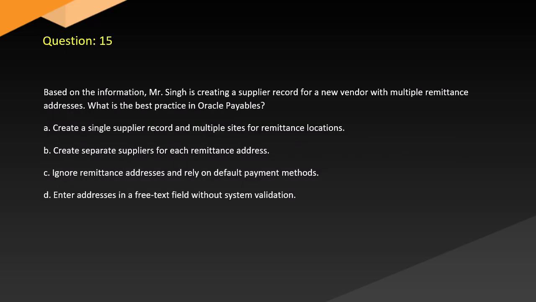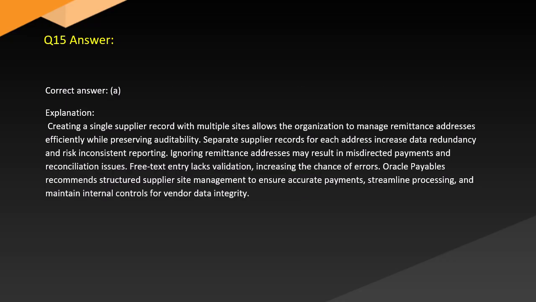Question 15. Based on the information, Mr. Singh is creating a supplier record for a new vendor with multiple remittance addresses. What is the best practice in Oracle Payables? A. Create a single supplier record and multiple sites for remittance locations. B. Create separate suppliers for each remittance address. C. Ignore remittance addresses and rely on default payment methods. D. Enter addresses in a free text field without system validation. Answer. Correct answer, A.